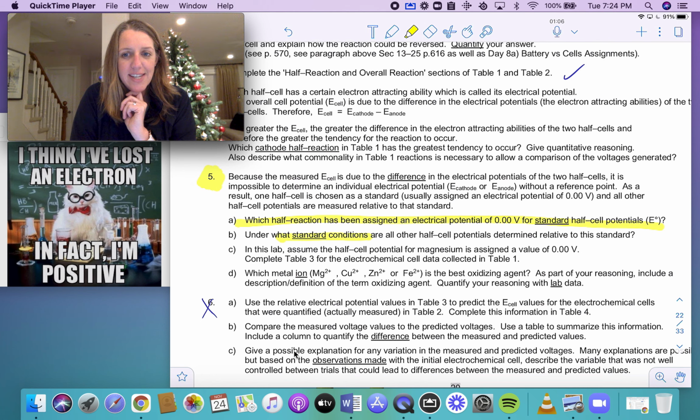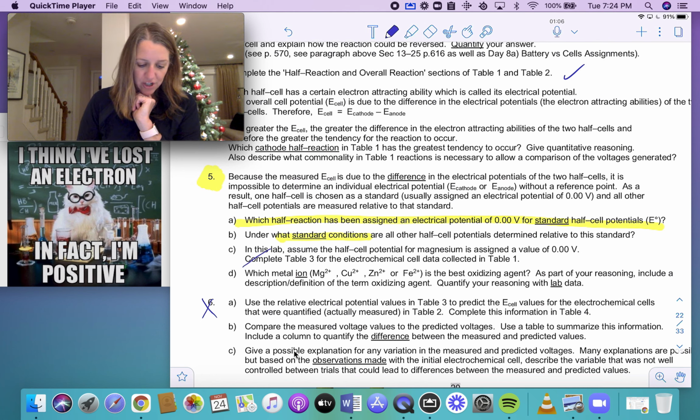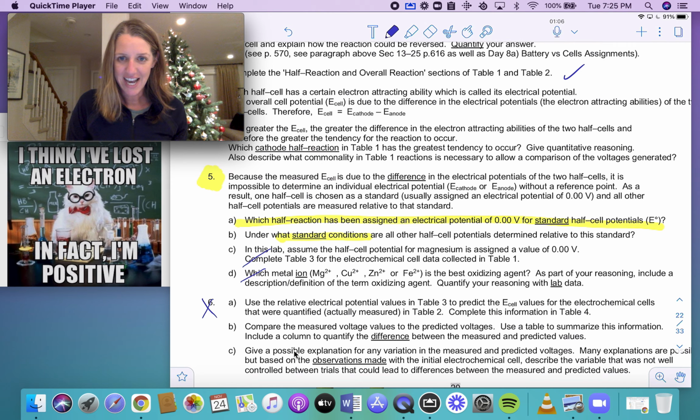And then questions C and D are ones that we're not going to do either because obviously they have to do with some data from the lab.